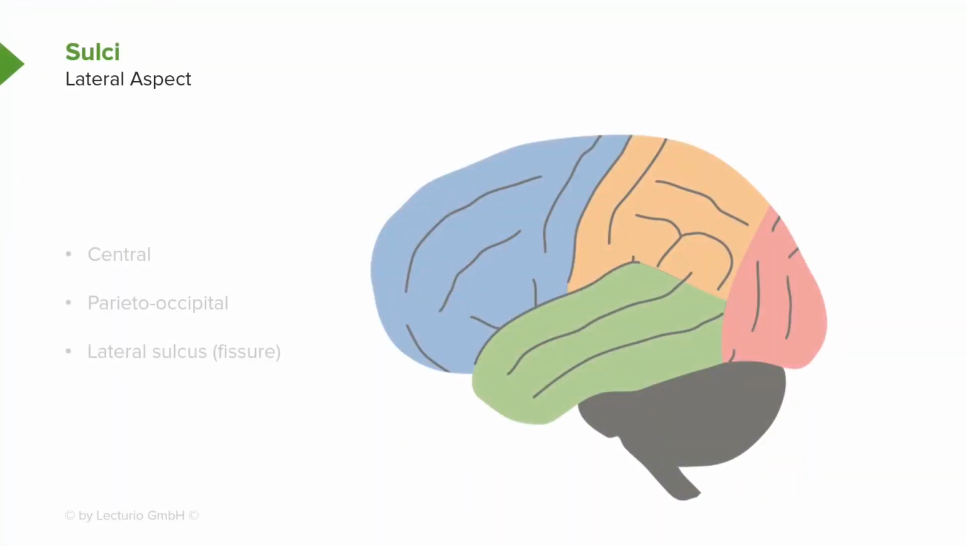Staying on the lateral aspect, next we should identify three major sulci. The first is the central sulcus. This will separate the frontal lobe here from the parietal lobe over here to the right of the central sulcus.